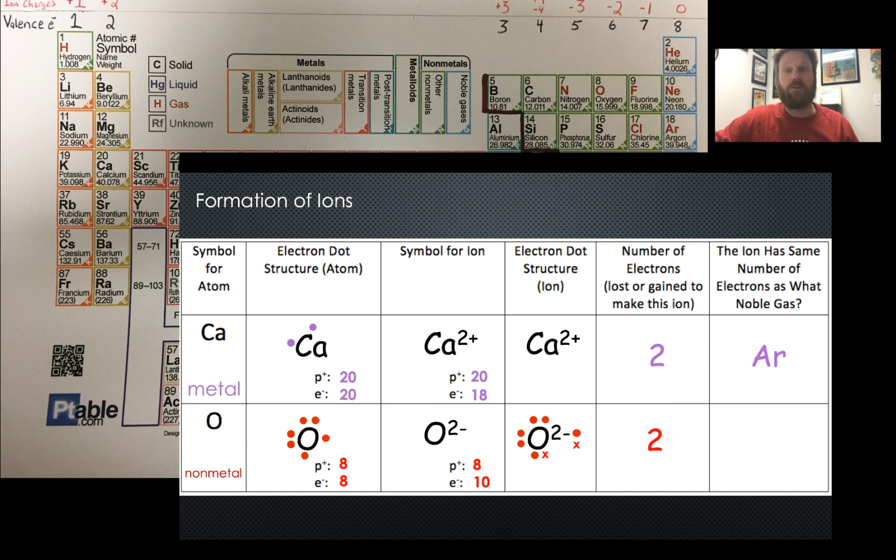By gaining these 2 electrons, they achieve the same number of electrons as neon. Check it out. Both neon and oxygen ions have 10 electrons. Oxygen atoms gain 2 electrons in order to have a full valence shell similar to neon.